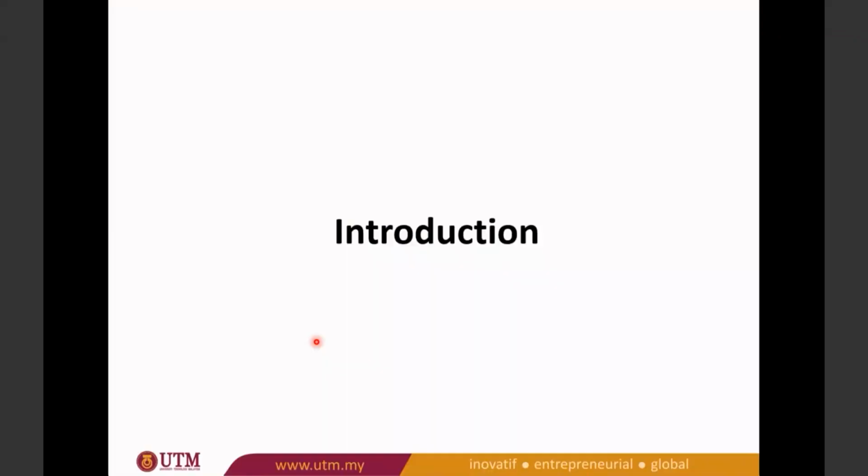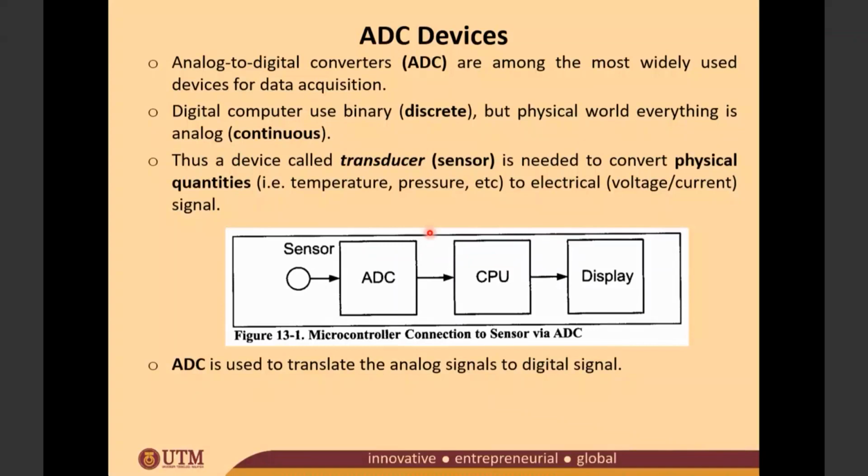So let's look at the introduction part of the analog to digital converter. So this is the ADC device. Analog to digital converters, or sometimes we know them as ADCs, are amongst the most widely used devices for data acquisition. It means that the signal outside in our real world is in analog, but the CPU or your processor must process the data in binary numbers or digital numbers, which is in the discrete signal.